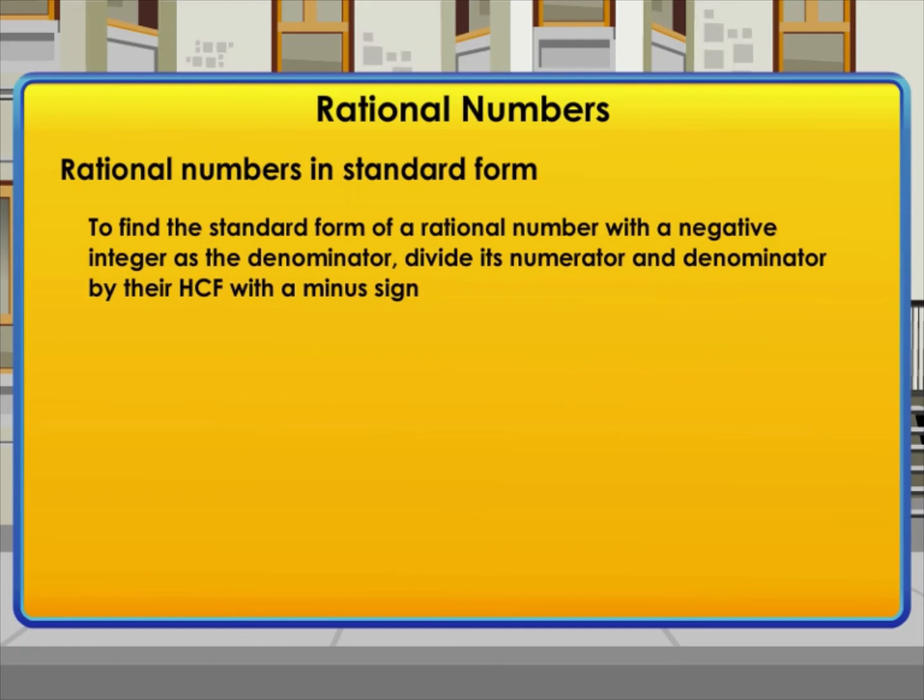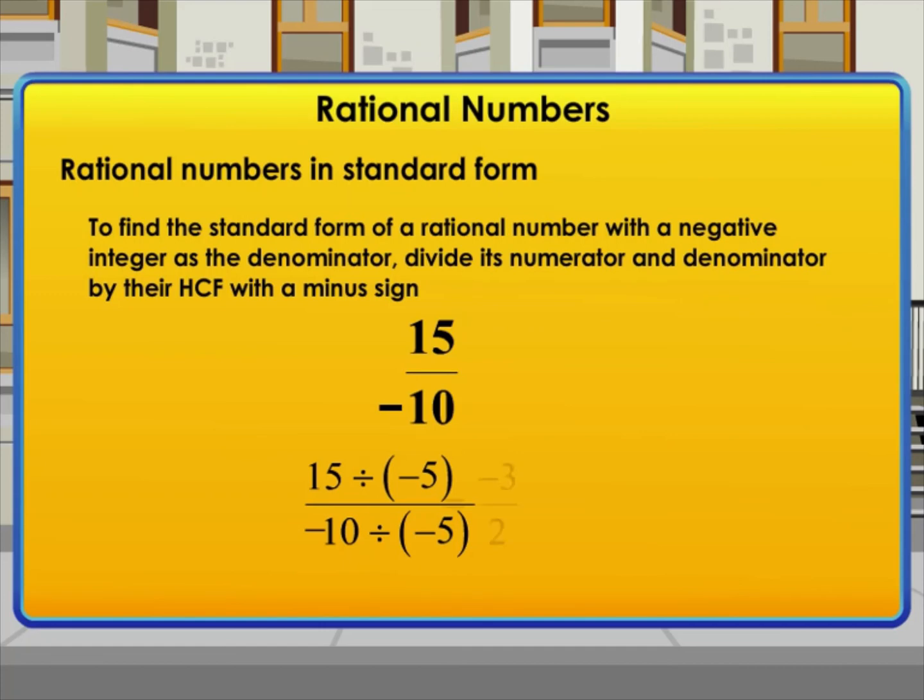To find the standard form of a rational number with a negative integer as the denominator, divide its numerator and denominator by the highest common factor with a minus sign. From the previous example, if we have the denominator as minus 10, divide its numerator and denominator by the highest common factor, minus 5. Hence, the standard form of 15 by minus 10 is minus 3 by 2.